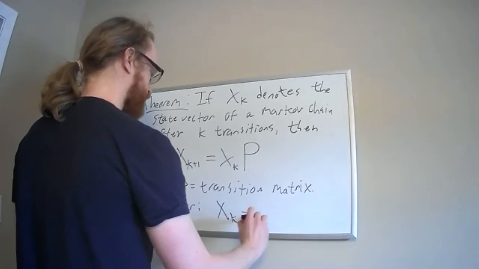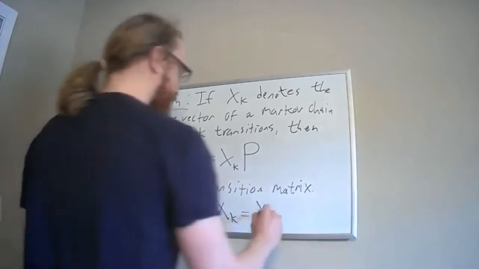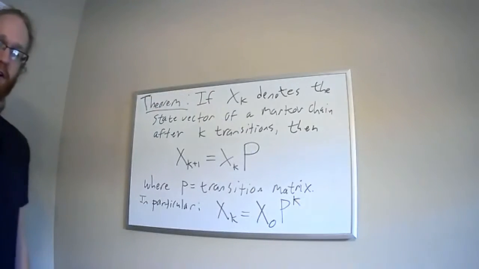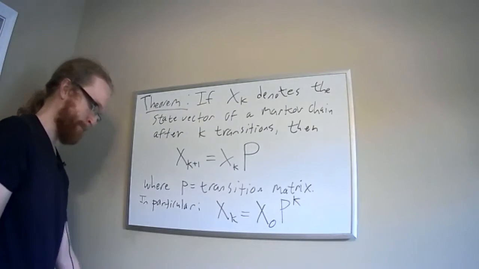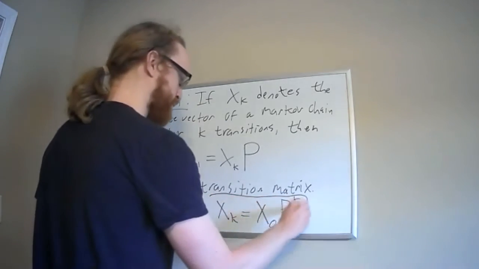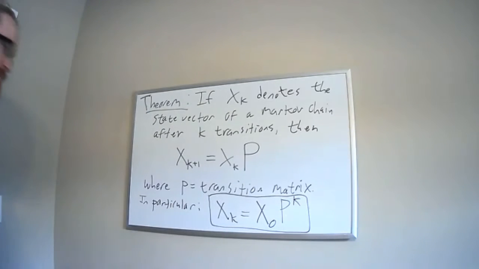x_k is really just take some initial guy that I'll call x0, my initial state vector, and multiply it by the transition matrix k times. So P to the k power. So this is really what I want to say with this fact. This is what I really want. This is the heart of the matter here.